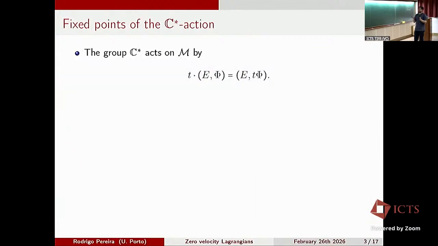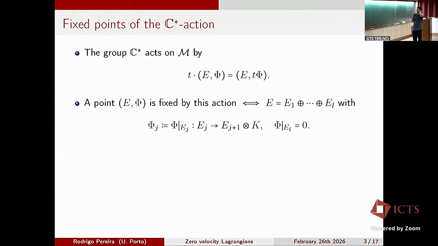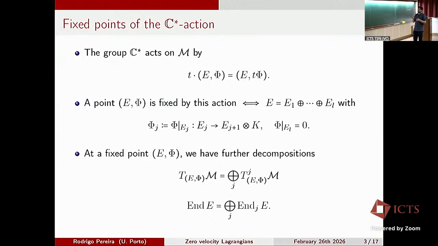Okay, so just some reminders on the C star action, which should be important for the construction. So you have your natural C star action acting by scaling the Higgs field, and the point is that at a fixed point of this action, everything decomposes. So the bundle itself decomposes into a direct sum. Your field goes from one summand to the next. Your tangent space also decomposes into some weights. The same with your endomorphism bundle.